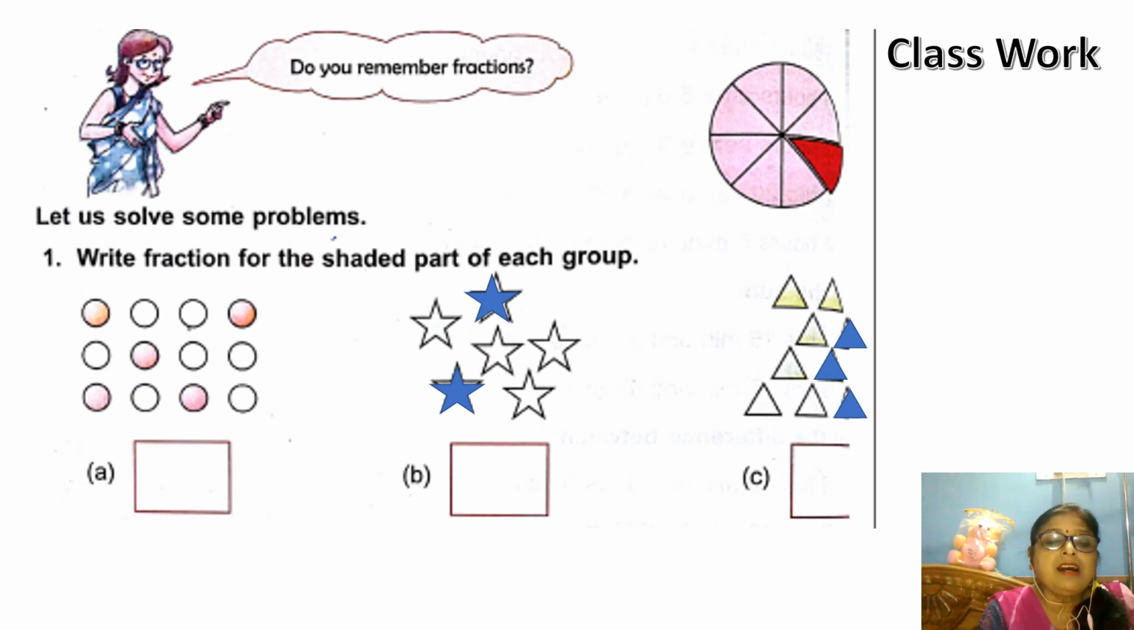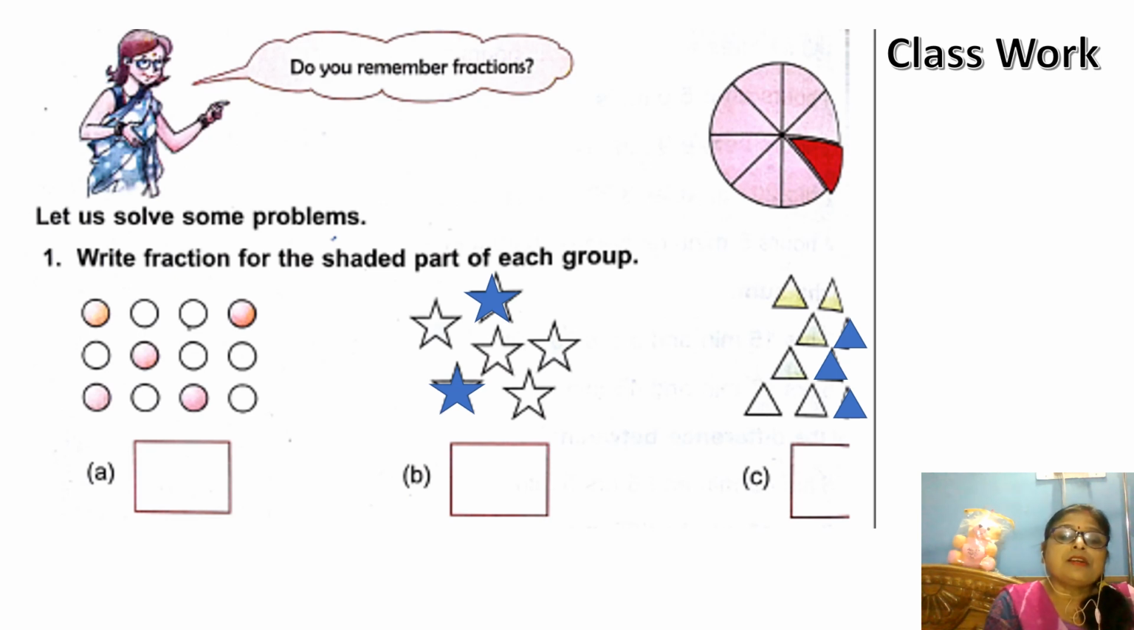How many circles are there? There are 12 circles and 5 circles are shaded. So the fraction of this is 5 by 12. The whole is 12 and 5 parts are shaded. Next one, 6 stars are given. 2 stars are shaded, so you have to write here 2 by 6. Next, triangles are given. 3 triangles are shaded, so your fraction is 3 by 9.